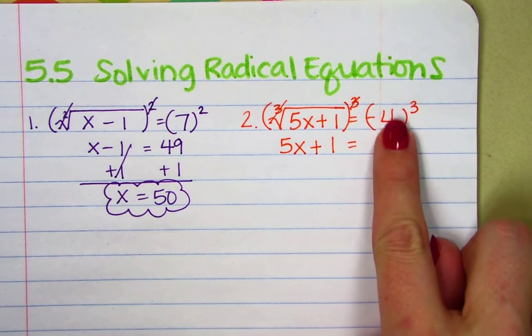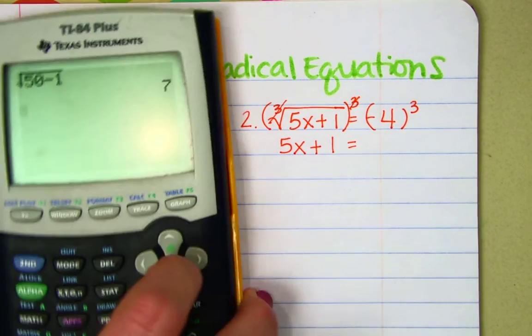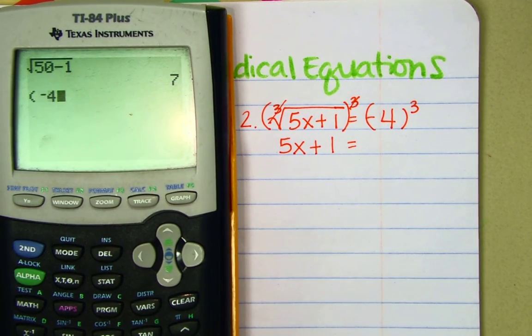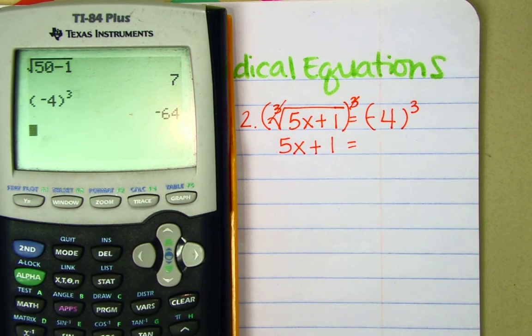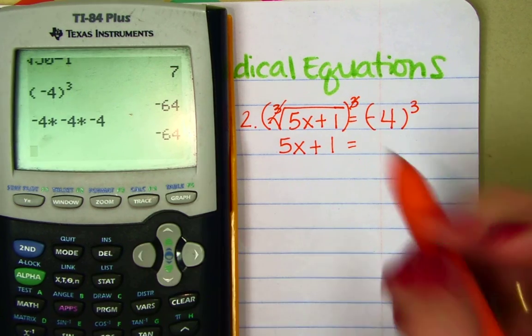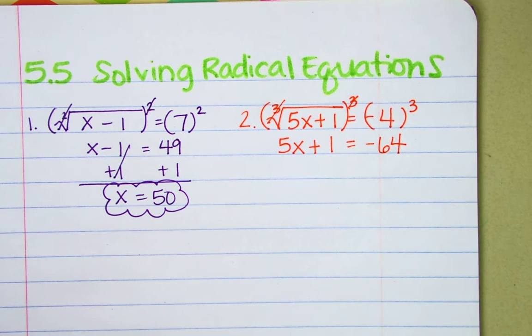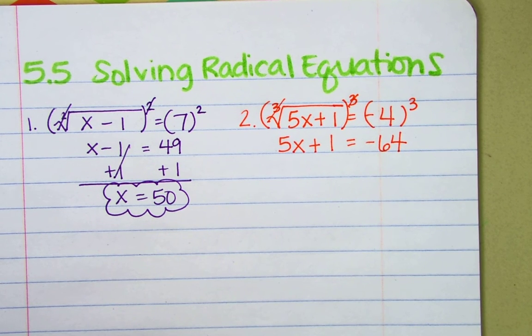Then on this side, remember to do it on both sides, negative 4 cubed. Again, make sure you're putting it in parentheses. Negative 4 cubed is negative 4 times negative 4 times negative 4. You can do it that way as well. It gives me negative 64. Pay attention to your signs. That will affect your answer, of course. So we have 5x plus 1 equals negative 64.